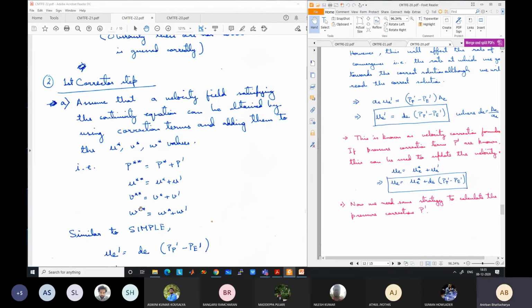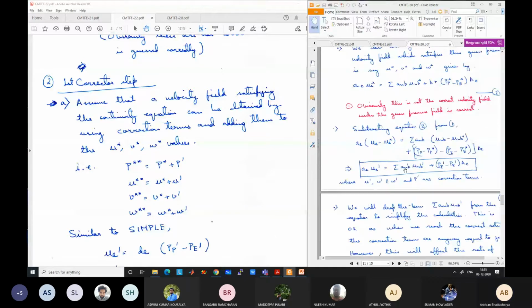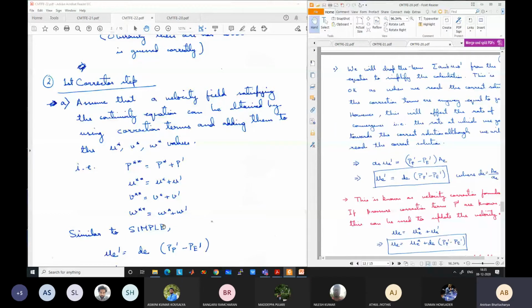It is the same as the non-star values. Now we can correct this value U star by adding some U dash value, like we had done here. By adding some U dash value we can update it, and go towards the correct solution to obtain the U double star, V double star and W double star values. Yet we don't know what the double star values are.